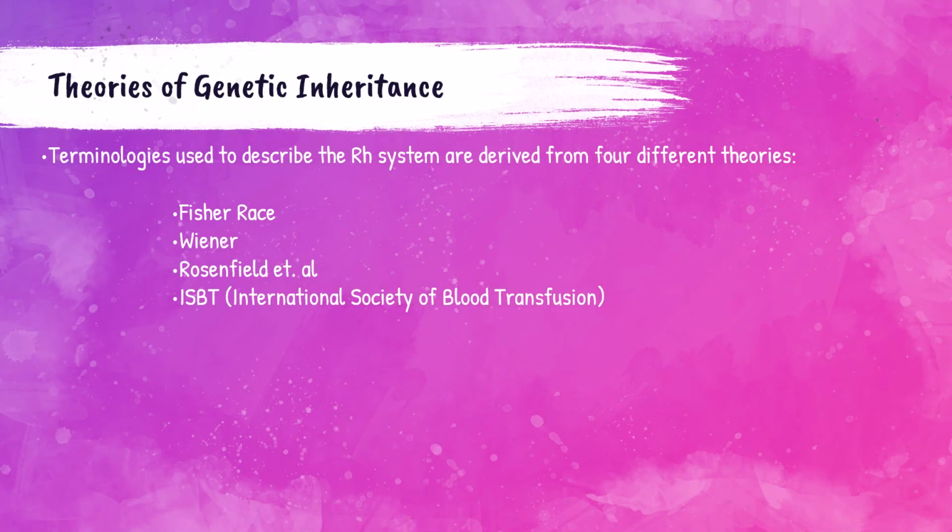Terminologies used to describe the Rh blood group system are derived from 4 different theories. Two of them, Fisher-Race and Wiener, are postulated from genetic theories of how Rh is inherited. Rosenfield et al. is used to describe either the presence or absence of a given antigen. And the 4th is the result of the collaboration of the International Society of Blood Transfusion, or ISBT.